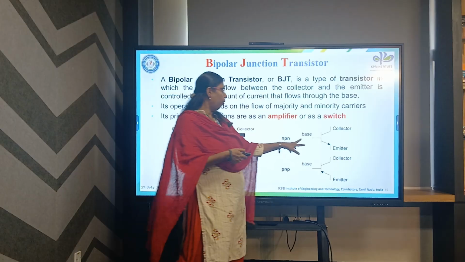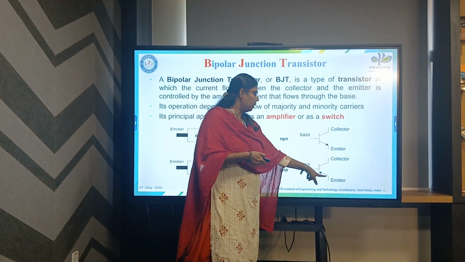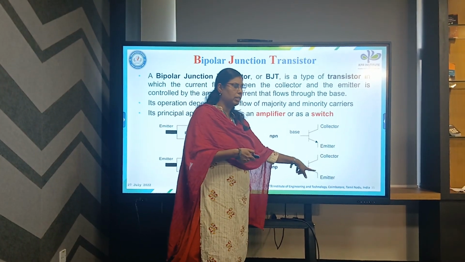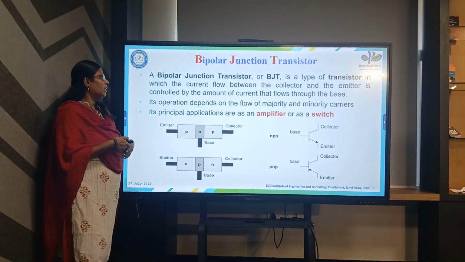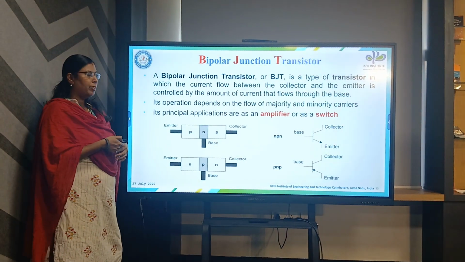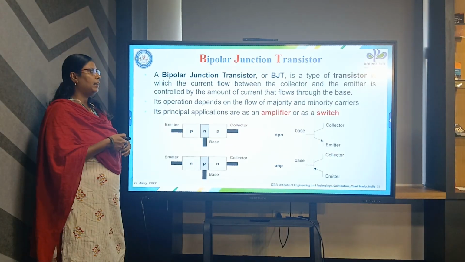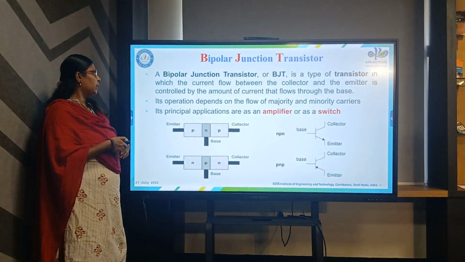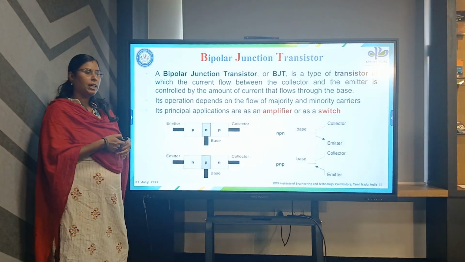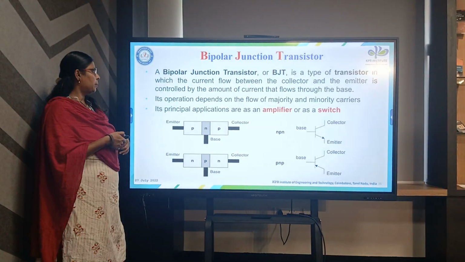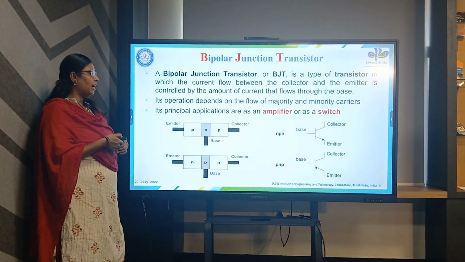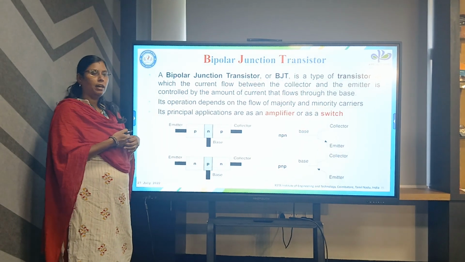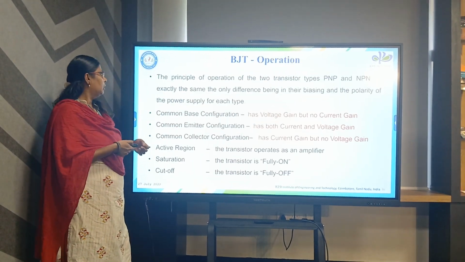So this is the symbol of NPN transistor. The arrow mark, the current flow direction, will be reversed in NPN and PNP. So a BJT is a type of transistor in which the current flow between the collector and the emitter is controlled by the amount of current flowing through the base. Its operation depends on the flow of majority and minority carriers. In principle, it will act as an amplifier and also act as a switch.